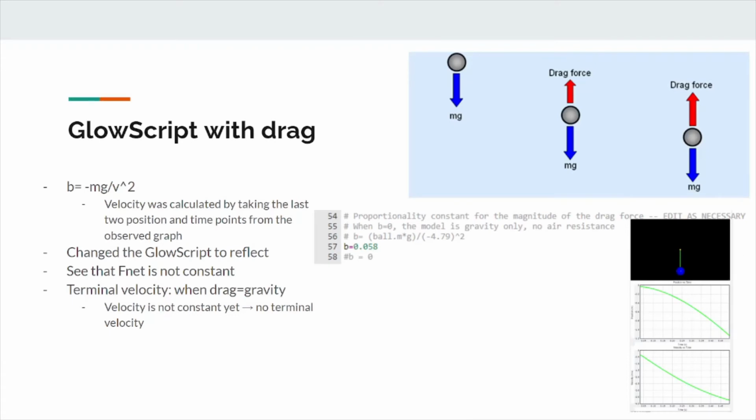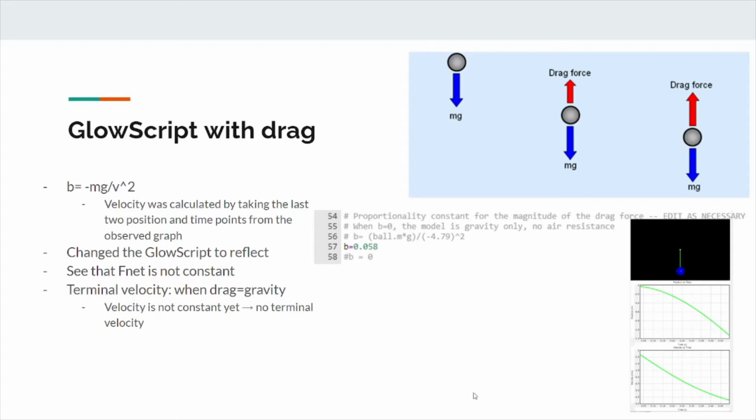The predicted data falls faster than normal, so to account for this, drag must be calculated in GlowScript. In order to account for drag, we use the equation force of drag is equal to the force of weight, or mass times acceleration, divided by the square of velocity, which was done using the last two observed points in Tracker. B was edited to be 0.058, and the graph showed that the velocity was changing.